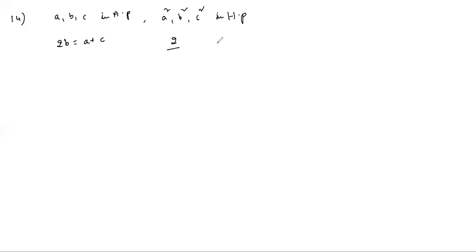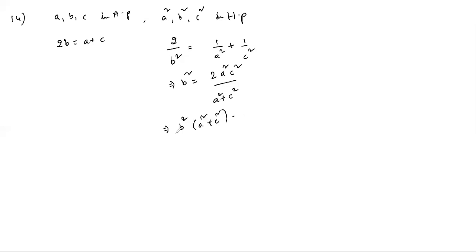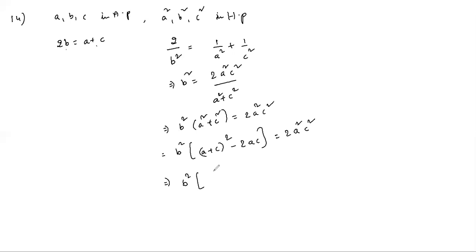HP condition: 2 by b squared equals 1 by a squared plus 1 by c squared, or b squared equals 2a squared c squared by a squared plus c squared. So b squared into (a squared plus c squared) equals 2a squared c squared. b squared into (a squared plus c squared), you can write as (a plus c) whole squared minus 2ac, equals 2a squared c squared. b squared into (a plus c squared) is 4b squared minus 2ac, so 4b power 4 minus 2ac b squared minus 2a squared c squared equals 0.